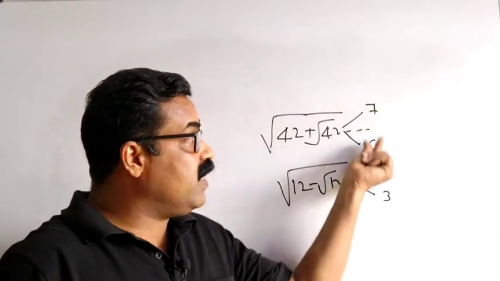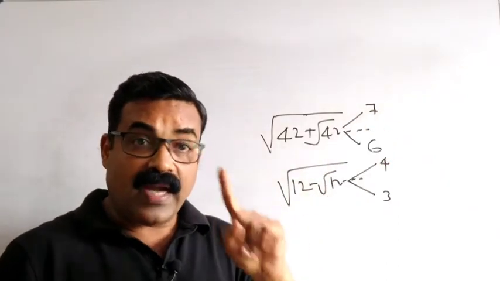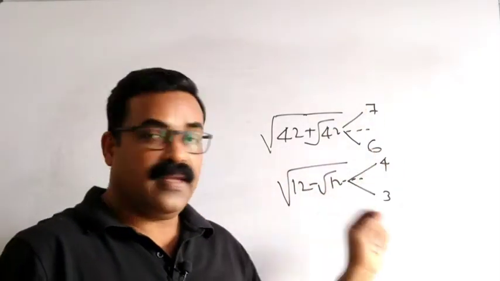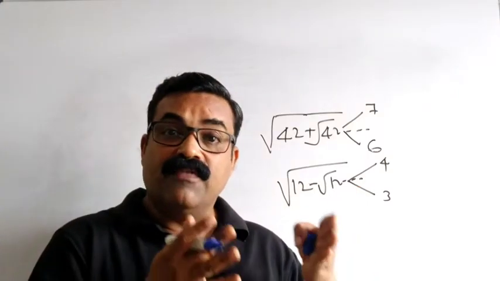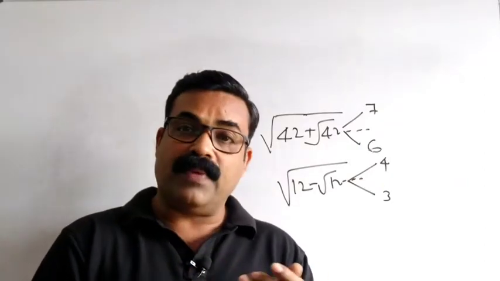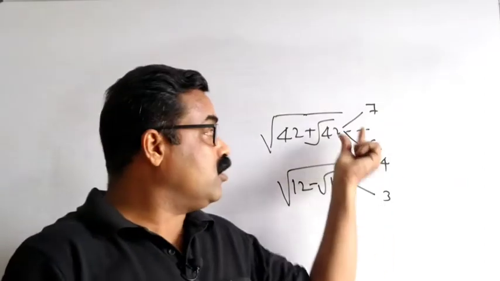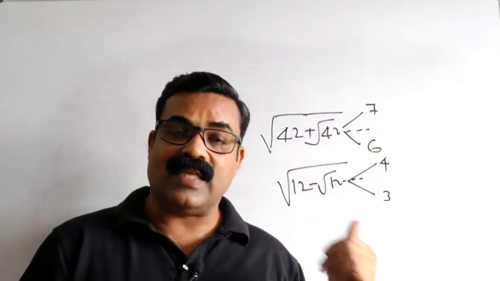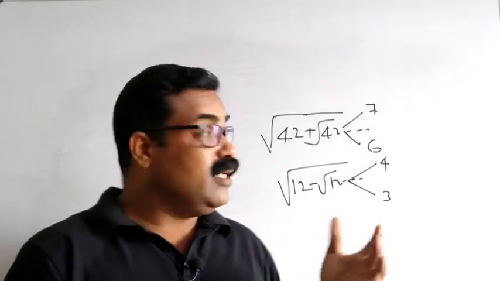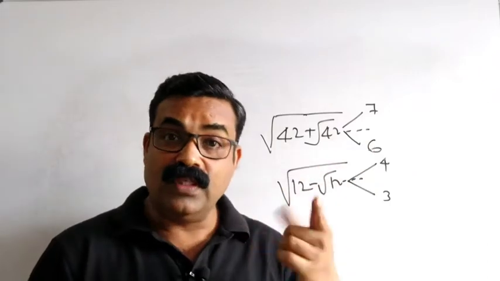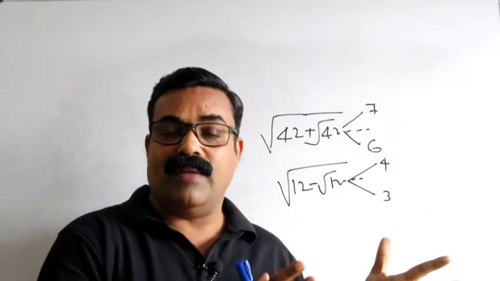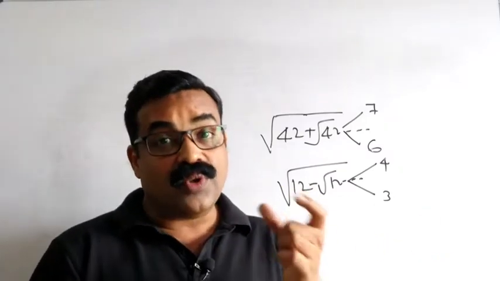Here the difference between 7 and 6 is 1, because the factors of 42 are 7 and 6. Here for 12, 4 and 3. So these are special numbers where we can take factors with a difference of 1. But sometimes you will get a prime number. Instead of 42 and 12, if I give you a number like 7, 13, 11 or 17, a prime number, then it is difficult for us to find factors with a difference of 1. If factors with a difference of 1 are not available, how will we solve those types of questions?